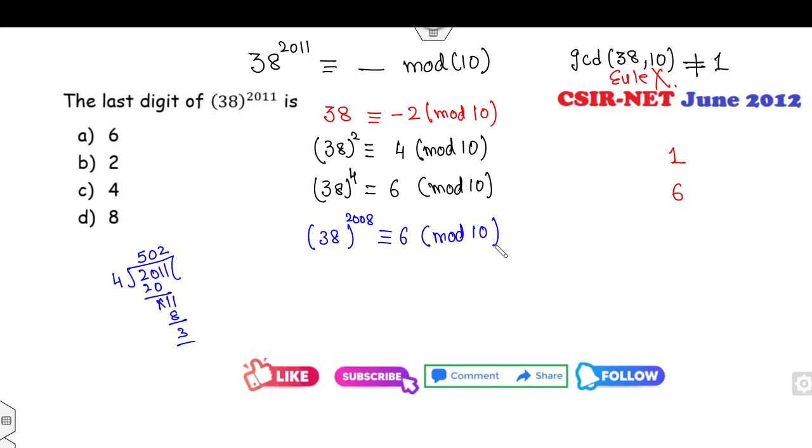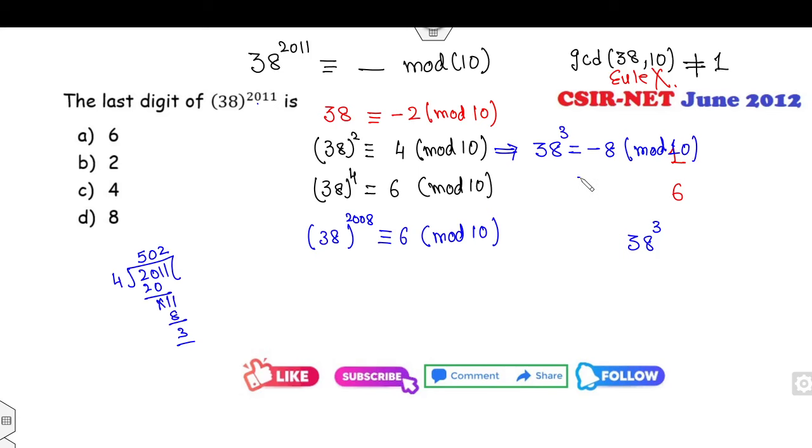Fine. Then I only need 38 raised to power 3. Fine. You can see 38 raised to power 2 is my 4. What will be my 38 raised to power 3? If I multiply them both, it will be minus of 8 modulus of 10.